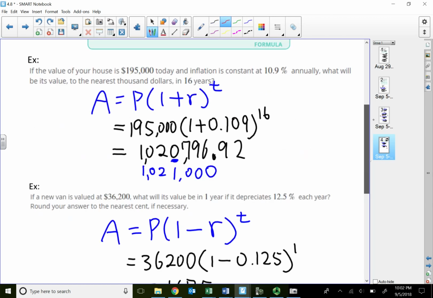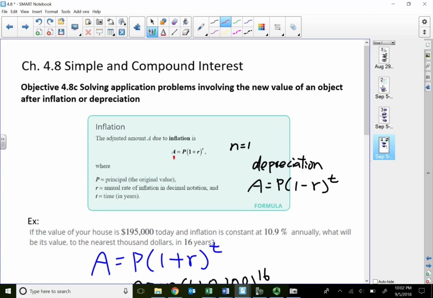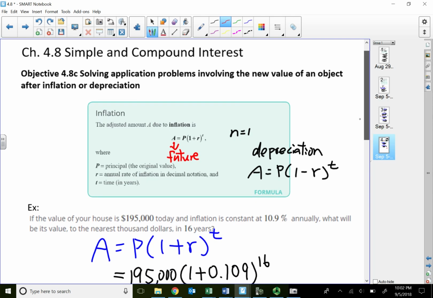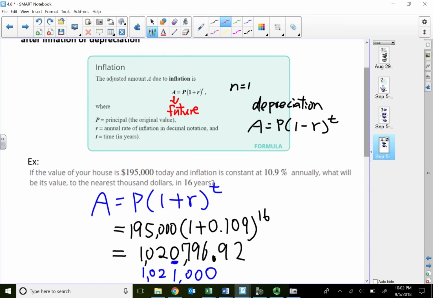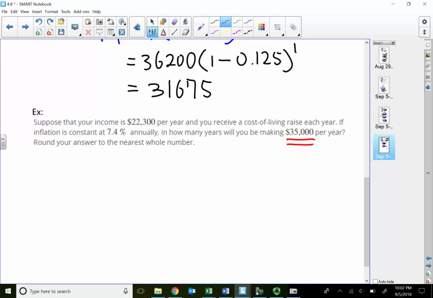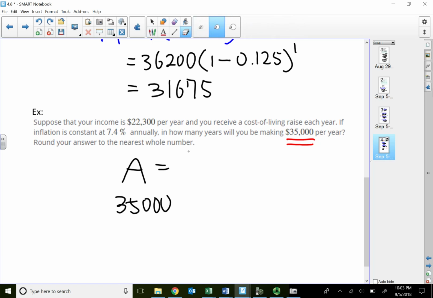So this capital letter A in the formula, sometimes we call it the future value as well, right? Because it's referring to the amount of money in the future. With the compound interest or even with the inflation, it's referring to money of value in the future. So now I'm setting my goal for the future at $35,000. Currently, I'm making $22,000.